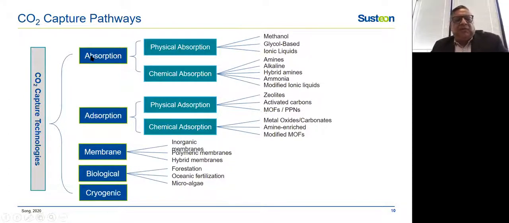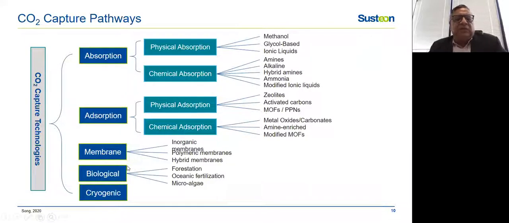So I put the five main pathways. One is absorption, and absorption can be a physical absorption where the CO2 is physically absorbed, like in methanol or glycol-based materials or in ionic liquids, or it could be chemical absorption, which is most prevalent in the industry, where we use amines, alkaline solutions, hybrid amines, ammonia, modified ionic liquids. Then if you go into adsorption, where we physically adsorb CO2 on a solid surface, it could be physical adsorption like zeolites or activated carbons or metal organic frameworks, which you're going to hear about in the next presentation, or chemical adsorption. Either you use amine-enriched sorbent or metal oxide like sodium oxide or potassium oxide or their carbonates.